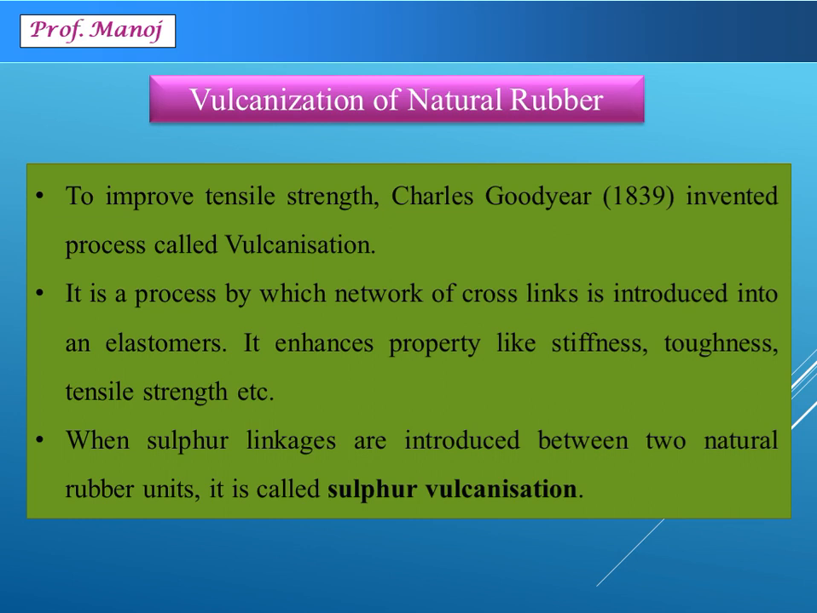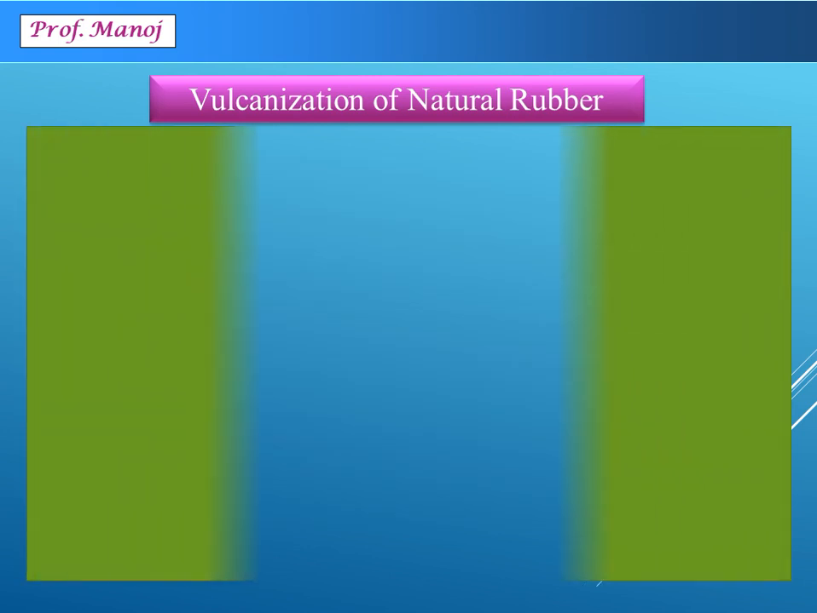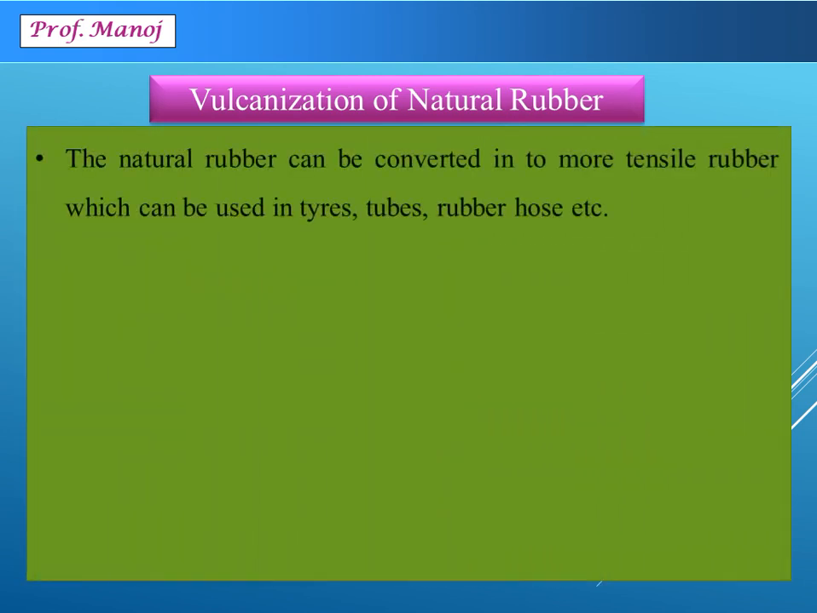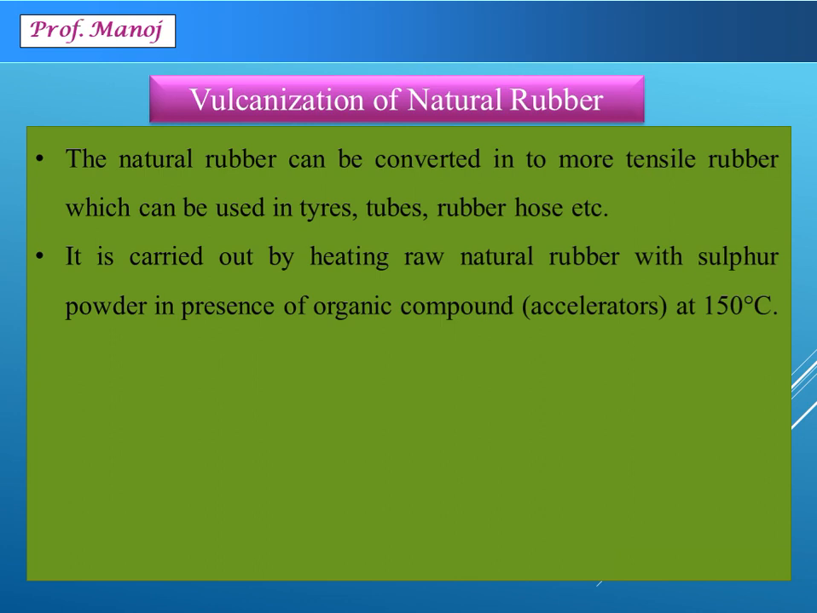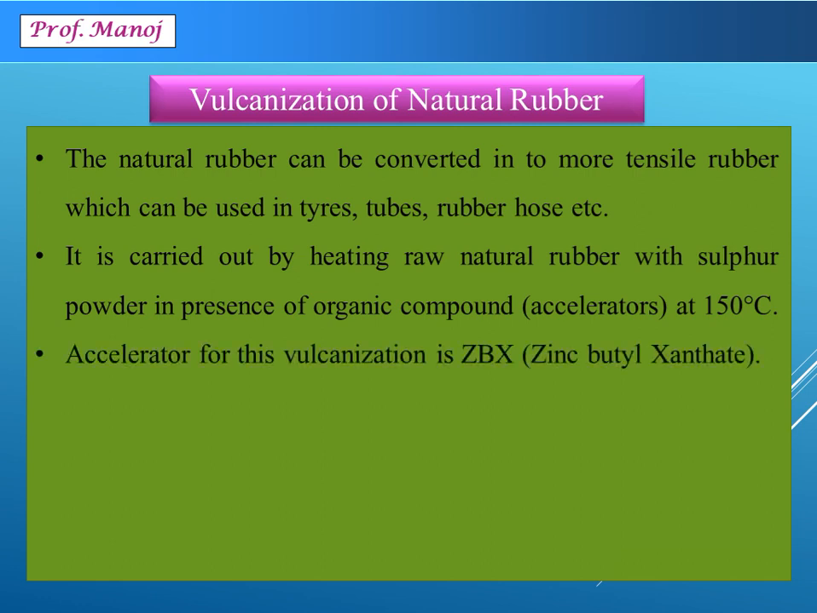Vulcanization is usually carried out using sulfur and when sulfur linkages are introduced between natural rubber units, it's called sulfur vulcanization. Natural rubber is converted into more tensile rubber which can be later on used in tires, tubes, rubber hose, etc. The process of vulcanization is carried out by heating raw natural rubber with sulfur powder in presence of accelerators at 150 degrees Celsius. The most common accelerator in vulcanization is zinc butyl xanthate.